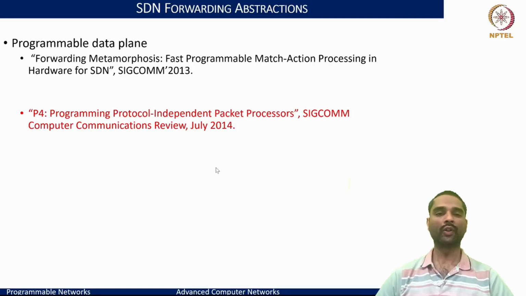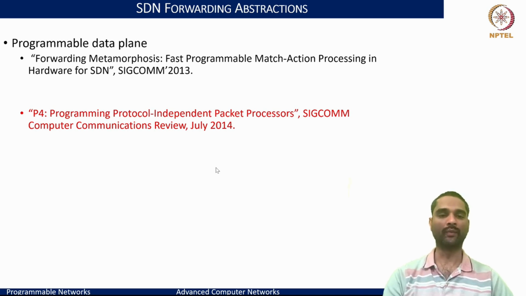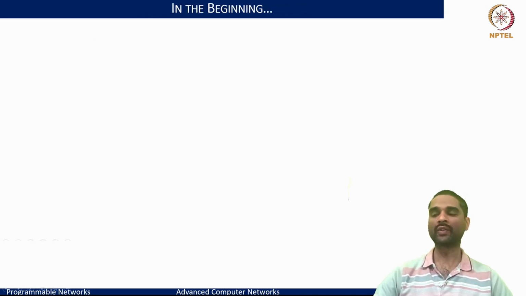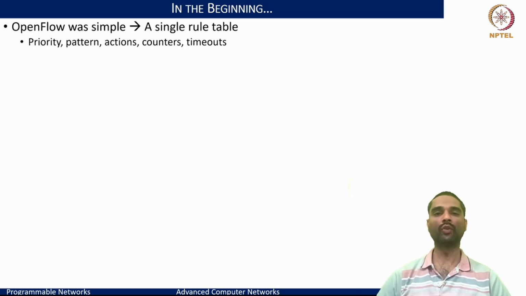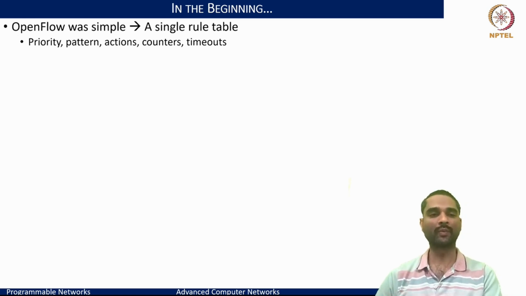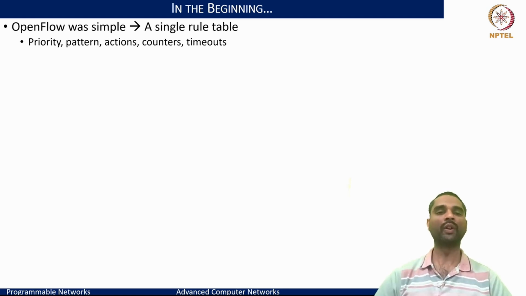Now let us try to look into the P4 Programming Protocol Independent Packet Processors paper in a bit more detail. So to begin with, like I discussed before, what we had was a simple OpenFlow with a single rule table where you would have different aspects to match on, like priority, pattern, actions, the key counters that you would want to keep track of, the timeouts on which the flow rules would expire, as simple flow rules.